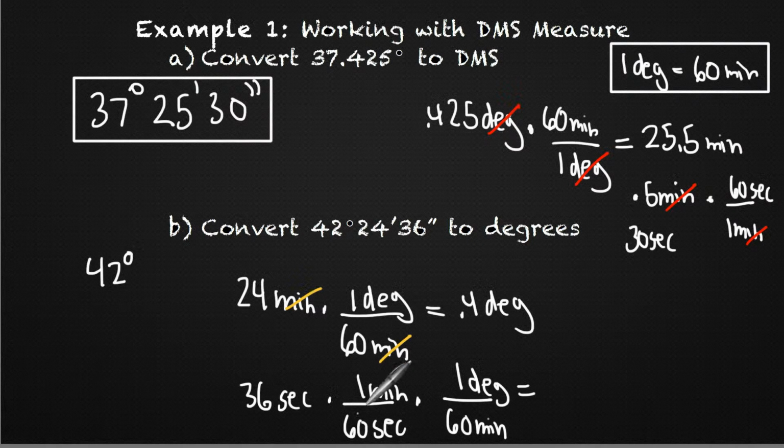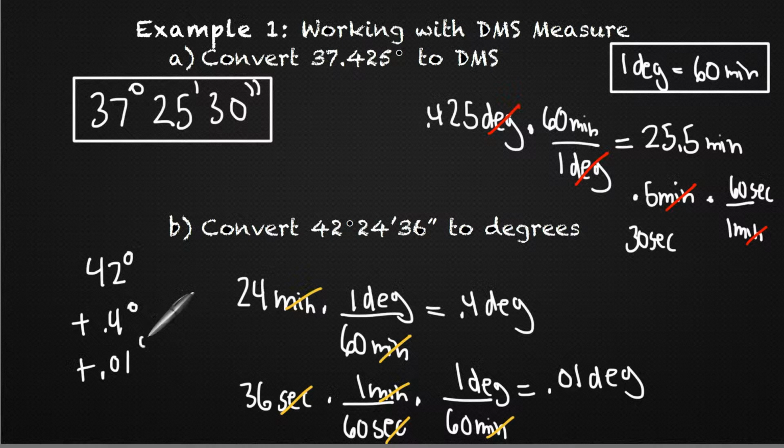So essentially we have 36, so let's cancel our units out. Seconds goes away, and minutes goes away, and what we are left with is 36 over 3600, which is 0.01 degrees. Now, if we add up 42 degrees plus 0.4 degrees plus 0.01 degrees, we get 42.41 degrees. And essentially, that's all there is to it for converting back and forth from degrees, minutes, seconds to degrees, or degrees to DMS.